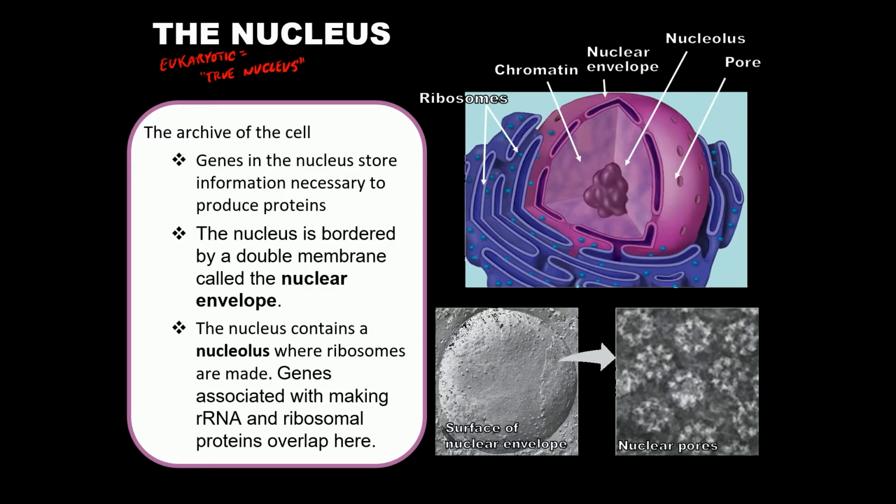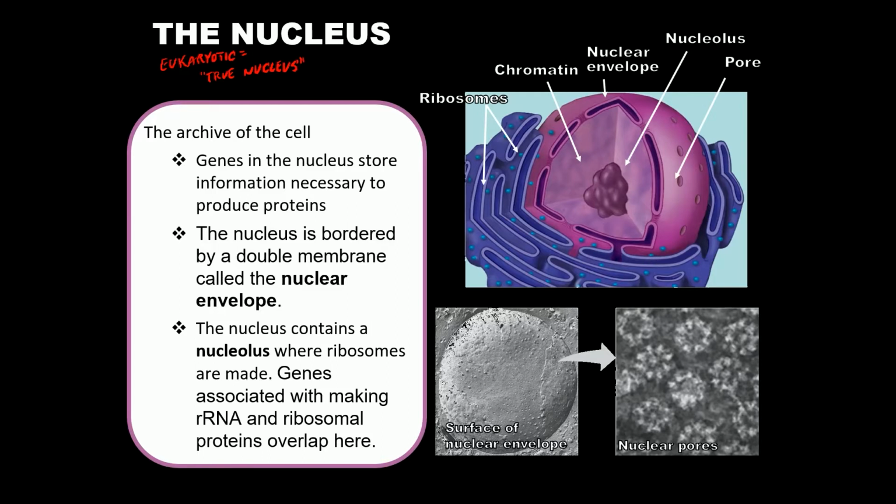It's sometimes called the chief executive of the cell, issuing orders. That analogy has never really worked for me. I don't like that one. I think of it as the central archive of the cell. It's the library of the cell. This is where we store all of the blueprints for making proteins inside of the cell.